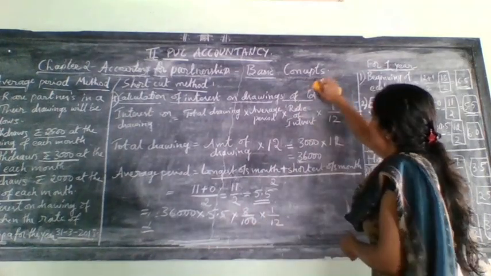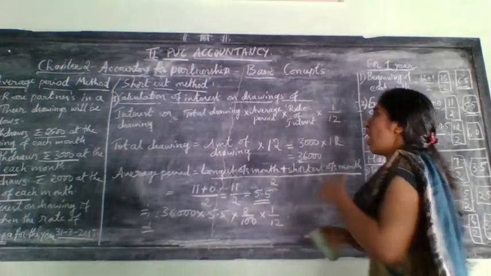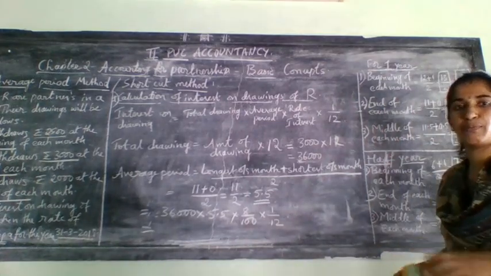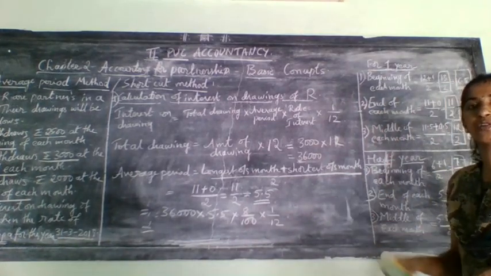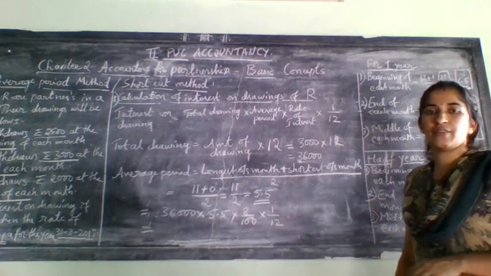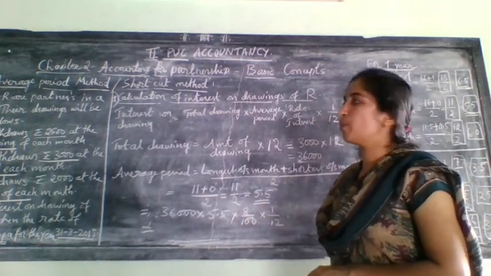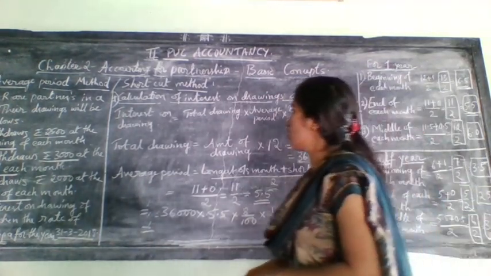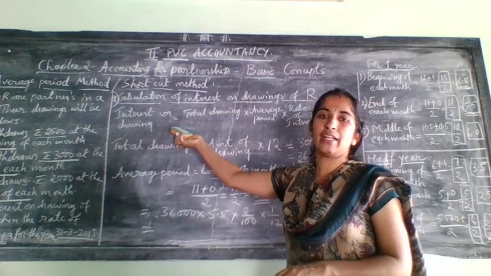Next, after Q, R. Next partner is now R. Note down in your rough book and later you can copy the same thing to your notes. Okay. Now, after this, we need to calculate interest on drawing for whom now? Interest on drawing for R. Okay. So, first step, writing the formula.